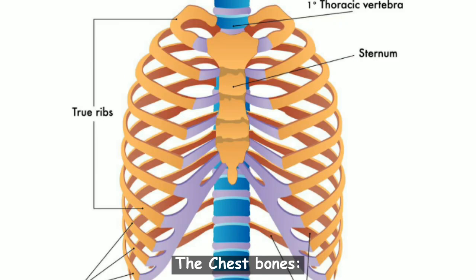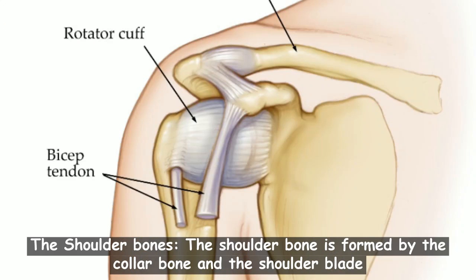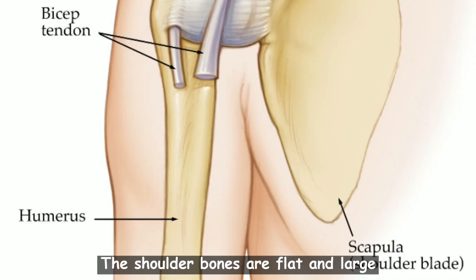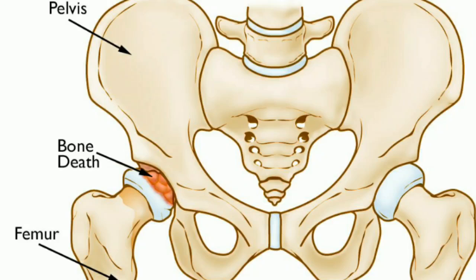The chest bones. 12 pairs of ribs along with backbone make a cone-shaped cage called rib cage, which protects the heart. The shoulder bones. The shoulder bone is formed by the collarbone and the shoulder blade. The shoulder bones are flat and large. They help in forming joints with long bones.